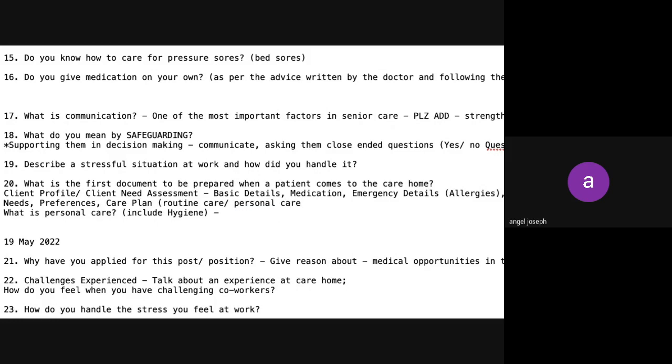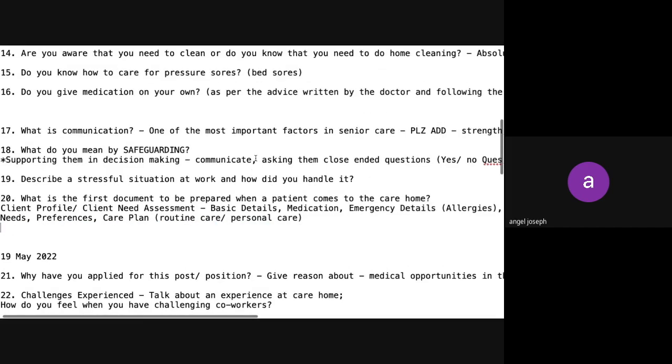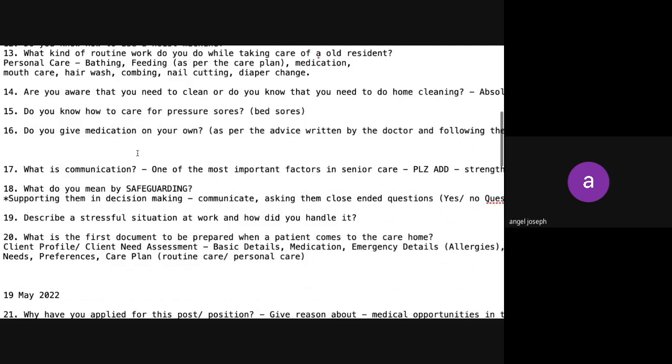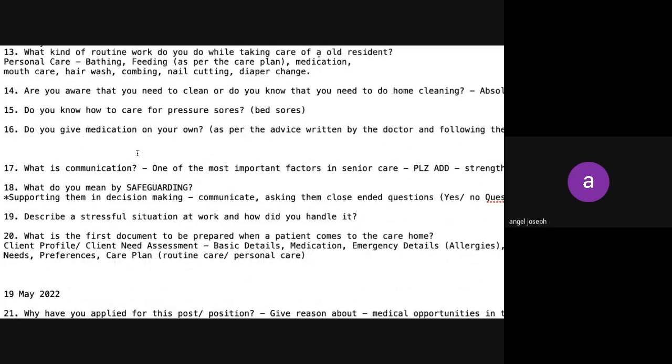Nobody should doubt what personal care is. So what is personal care? You have it already here. Ma'am has given this in the 13th question. Routine work. Personal care is already given. The only thing I ask people to always add in the care plan is a word called hygiene. Hygiene is a word that should be a part of your care plan while you're speaking.